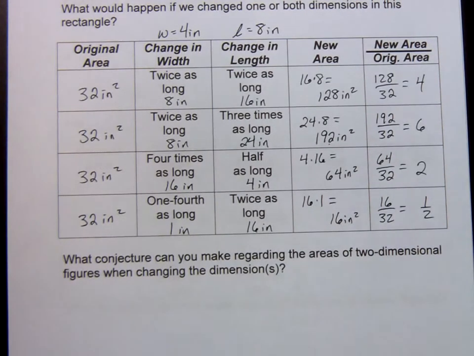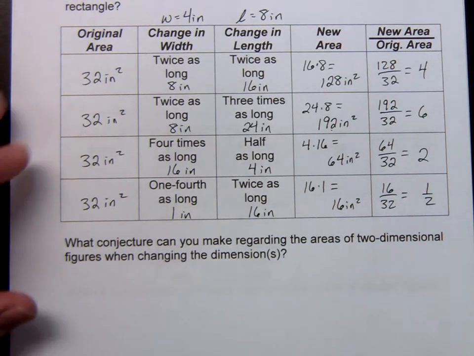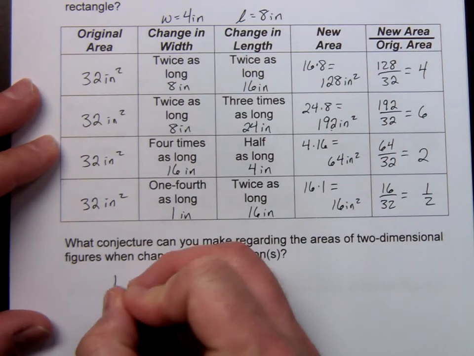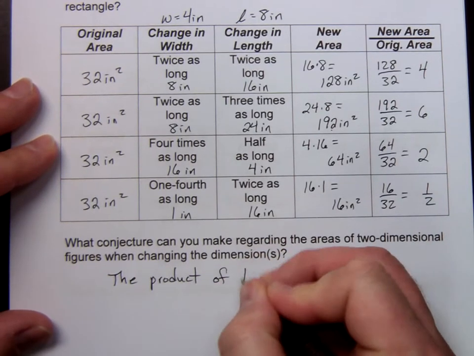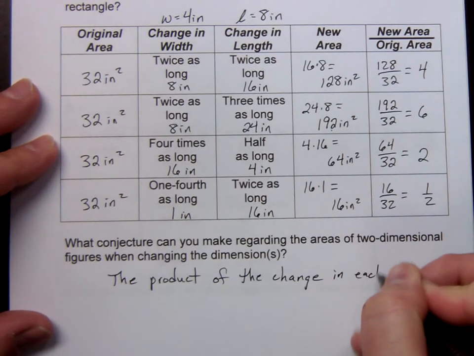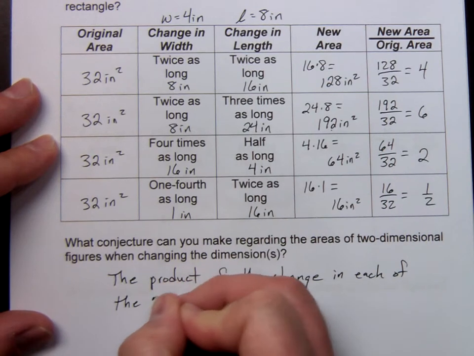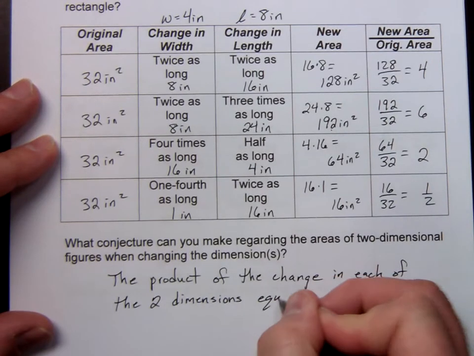If you take the changes, what you multiplied each of the two dimensions by, and you multiply them, then that product tells you what we're multiplying the area by. Area is a two-dimensional measurement, so you're just multiplying those changes in each individual dimension to find out what the change in the area is going to be. So I just kind of gave you our conjecture here. The product of the change in each of the two dimensions equals the change in the area.